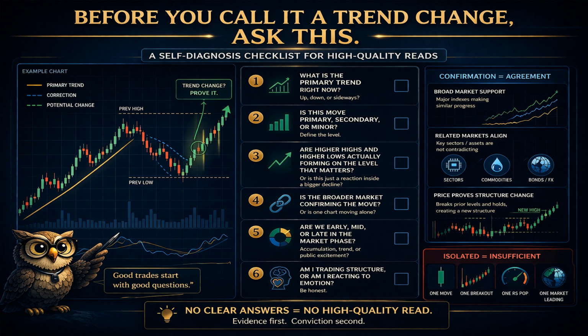Before you label a move as a real trend change, ask this. What is the primary trend right now? Is this move primary, secondary, or minor? Are higher highs and higher lows actually forming on the level that matters? Or is this just a reaction inside a bigger decline?